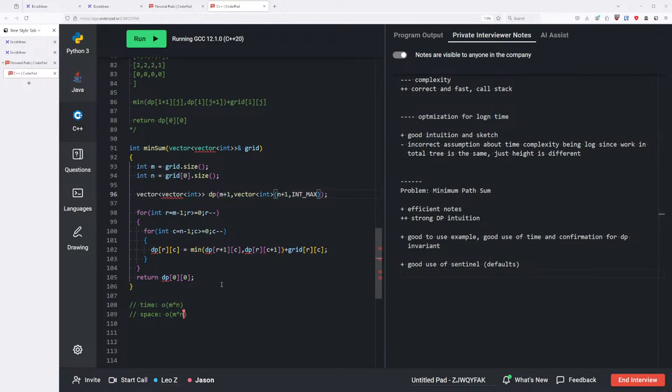So one thing I wanted to ask is, in this case, I guess it didn't say whether or not you were allowed to overwrite the grid. If you were allowed to overwrite the grid, would you have been able to save the space complexity, the extra space?